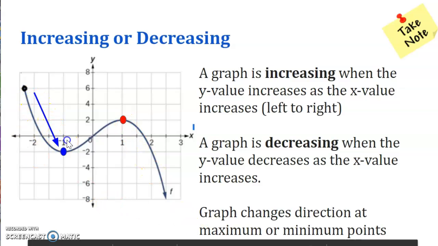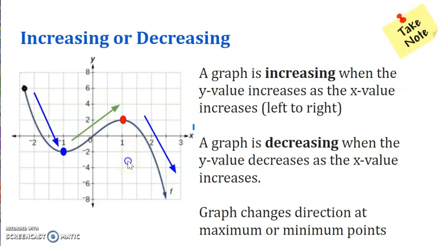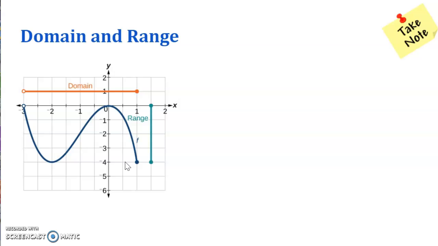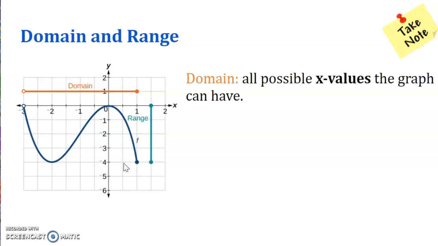So it's decreasing here, increasing, and then finally decreasing there. All right, so let's talk about domain and range. What is domain? What is range? Domain is all possible x values the graph can have. How far does the graph extend?